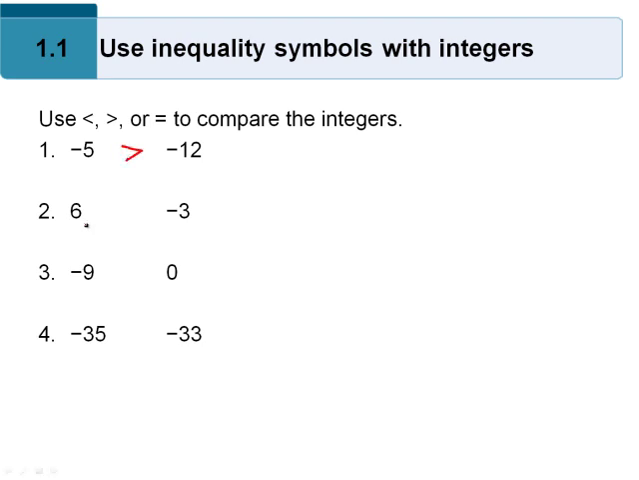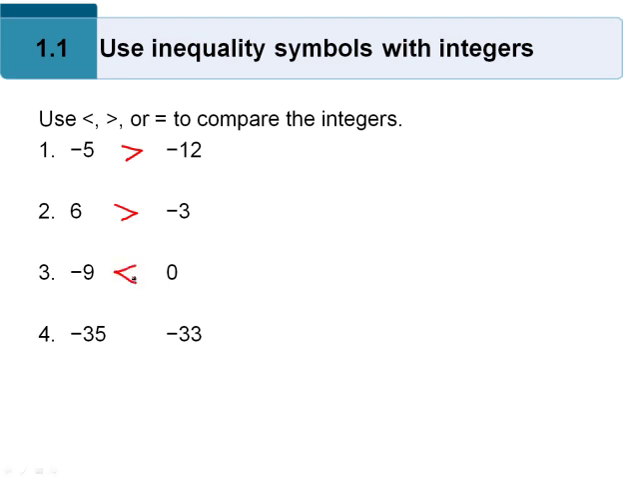6 and -3, 6 is positive, -3 is negative, so 6 is definitely greater than -3. And then down here, -9, is it less than, greater than, or equal to 0? Well, it's a negative number. All negative numbers are smaller than 0, so -9 is less than 0.